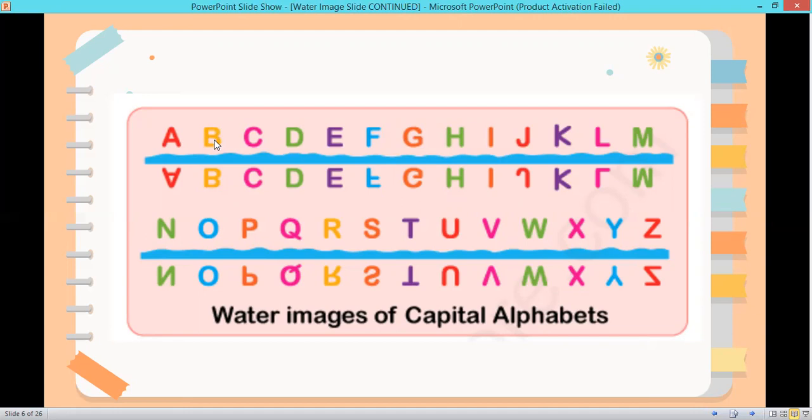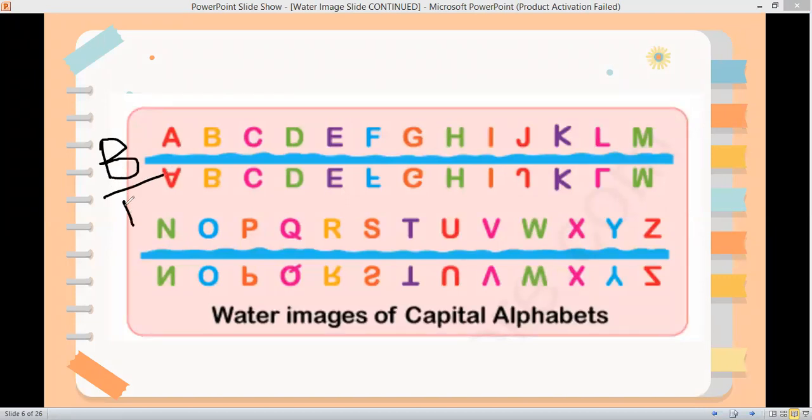So let's see, this is B. Okay, so what you have to do, let's understand B. The water image of the B, as I told you, will remain same. Why? Because the bottom will become top and the top will become bottom. In case of B, it is same for both. Also you can see for C, for D, for E, for H, for I, for K, for O, for X, it remains same. So these are the few alphabets where the water image remains same. Others you have to practice and you can easily be able to solve that.